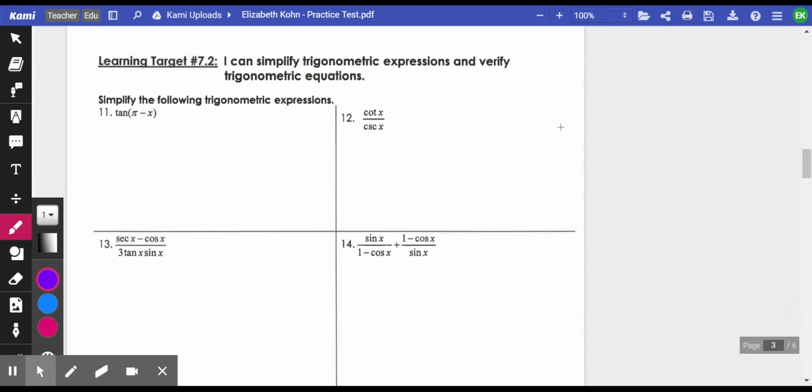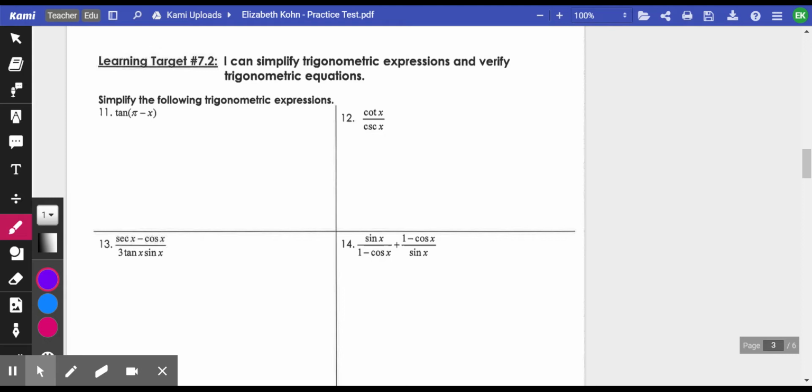Okay, let's talk about simplifying trig expressions here a little bit. Again, just to help you review, I wanted to go through a couple of these to make sure that you really understand what's going on, okay? So I'm going to look at number 12 here. We're talking about cotangent over cosecant, and we want to simplify these as much as possible.